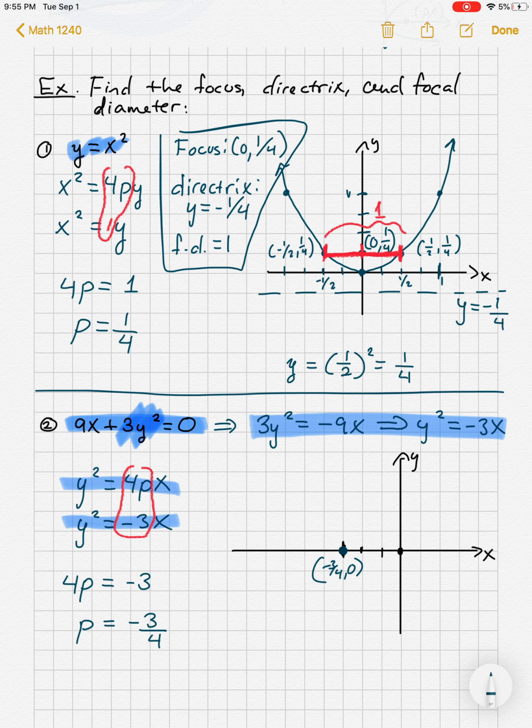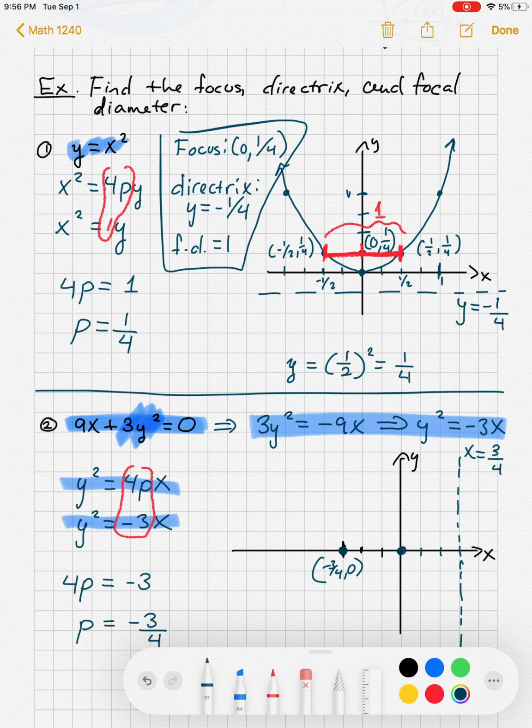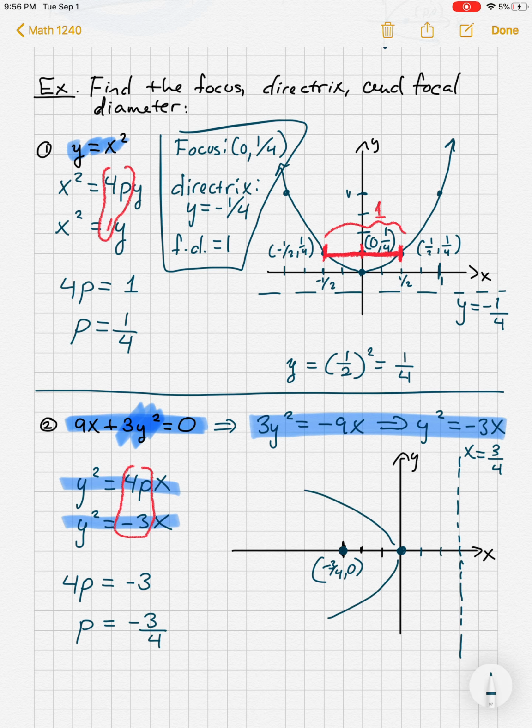Okay. So then the directrix is going to be an equal distance away from the point here at the origin. But this time that directrix is going to be a vertical line. So this is going to be x equals 3/4. So then I already know what this thing basically looks like. Let's start answering the questions. The focus, -3/4, 0. The directrix, x equals 3/4.